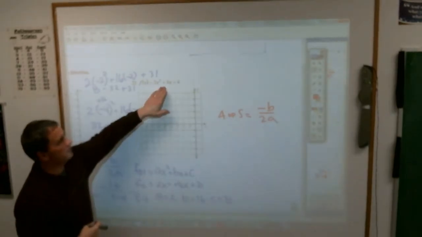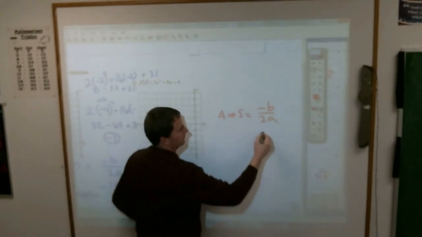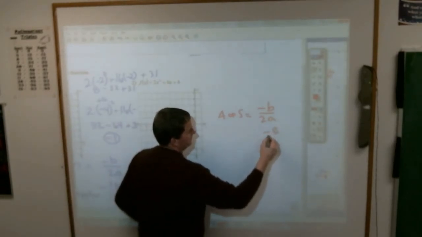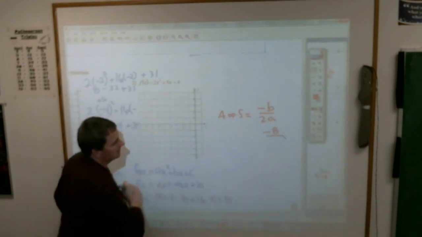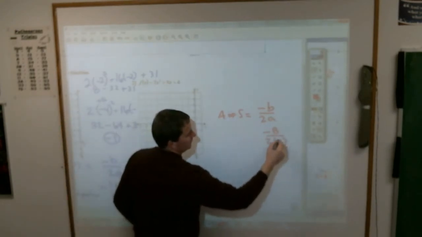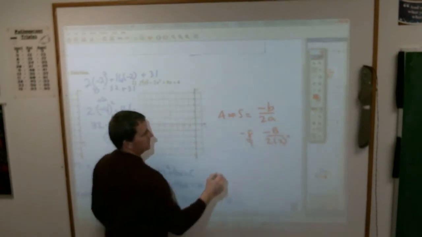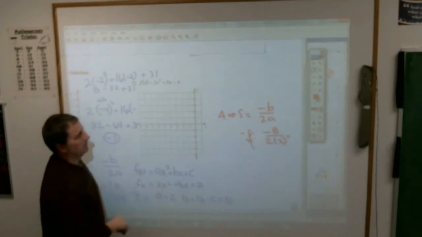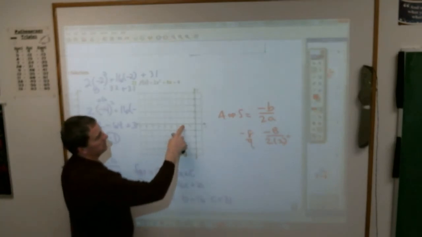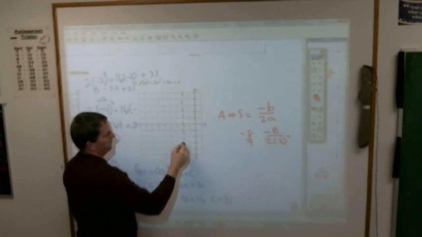Plug in my numbers. What's my b? 8, correct? B is the number in front of the x. 2 times a is 2 times 2, so my axis of symmetry is negative 8 over 4, which is, lo and behold, negative 2, seems to be a good place there, and bam, I draw my axis of symmetry.